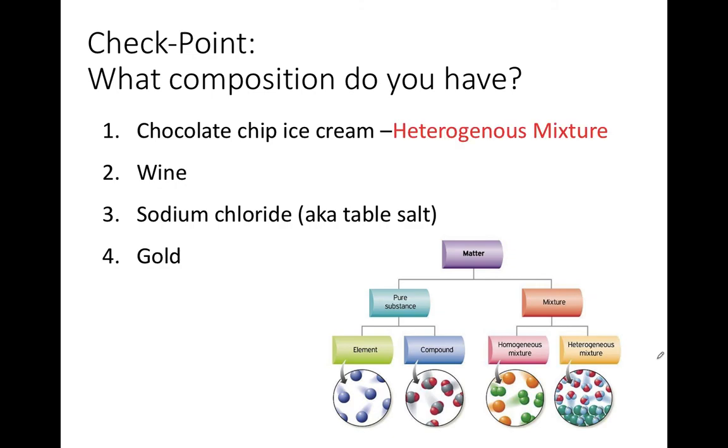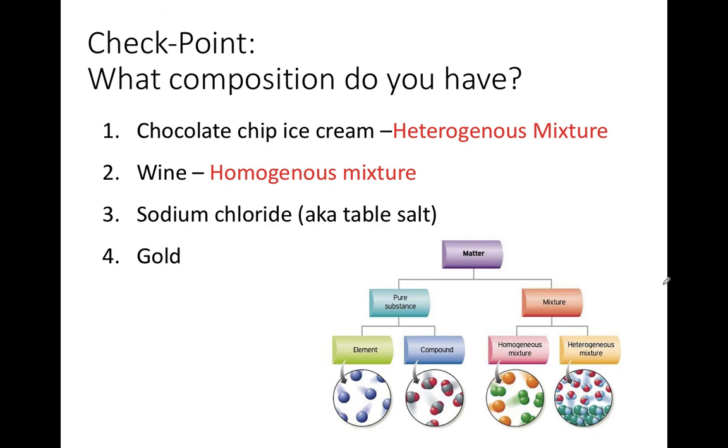What about wine? Again, you would think, what is it made of? This is also a mixture. It has lots of different things in it. However, different this time. Every time I take a sip of wine or pour a glass of wine, it has the exact same ingredients and the exact same consistency, exact same amount, everything. That would be a homogeneous mixture.